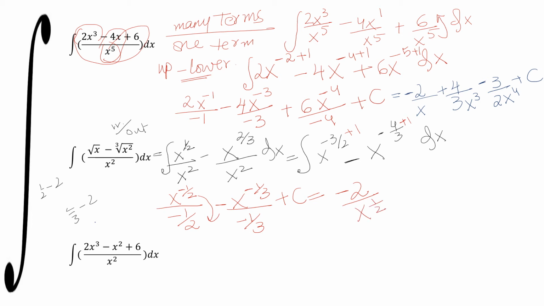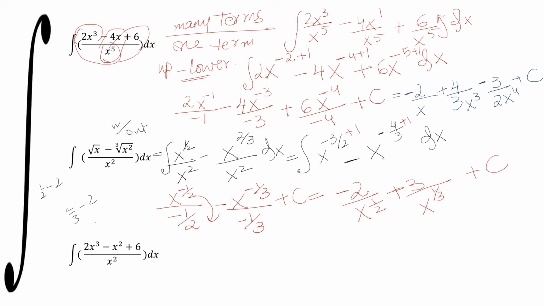Now negative 1, because here there is nothing, so 1. Negative 1 divided by negative 1 over 3 gives you positive 3. Bring x to the power negative 1 over 3 down and make it a positive 1 over 3 power, and that's it, plus c.